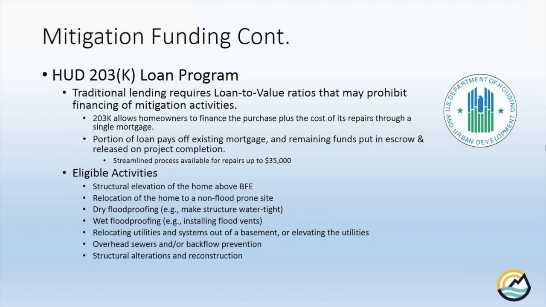So this 203K loan program allows you to get around that requirement. So you can actually get a loan that will pay off your mortgage and then puts the rest of the money into an account to allow you to do this mitigation action. And some of the things you can do with this are structure elevations of the home to above flood elevation, relocations, wet or dry flood proofing on commercial or non-residential structures, relocating utilities, things like that. So this is one that I feel is underutilized in Kentucky. That would be really great. I think folks need to look into this more.